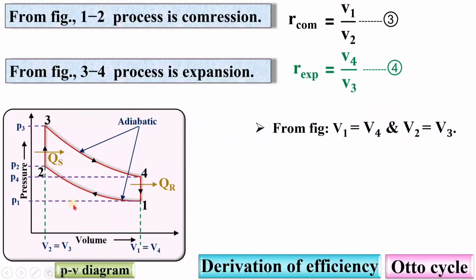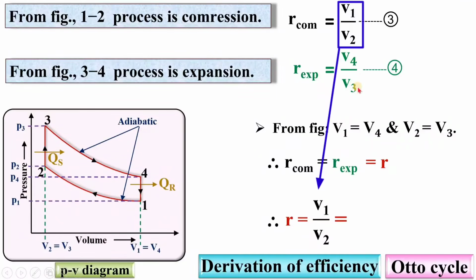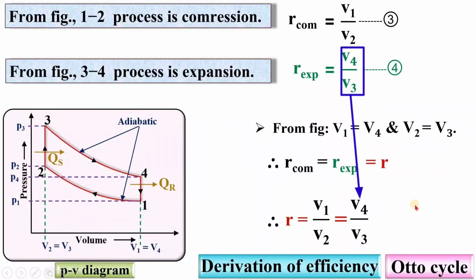Now from this figure you can say V1 is equal to V4 and V2 is equal to V3. So I can say r_comp, that means compression ratio, is equal to expansion ratio. And let's say it is equal to r. So finally I can say r is equal to V1 by V2 is equal to V4 by V3. Let's say it is equation number 5.